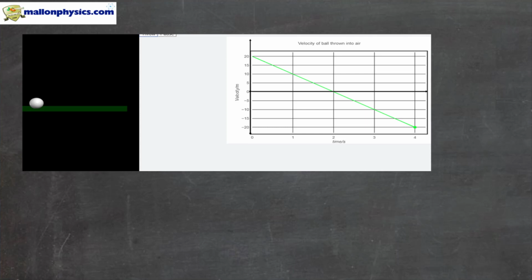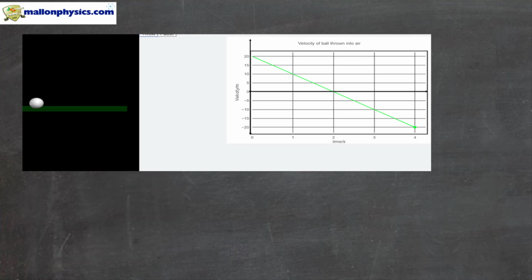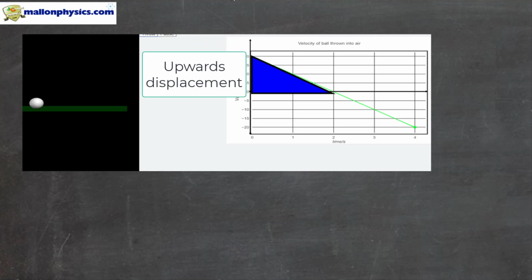Now, by analysing the area under the graph, I can work out the displacement of the ball. Remember, the area of a velocity time graph is displacement, and displacement has size and direction. So that top triangle I can shade in a blue colour, I can work out its area, and I know that the value of it will be the displacement upwards of the ball.